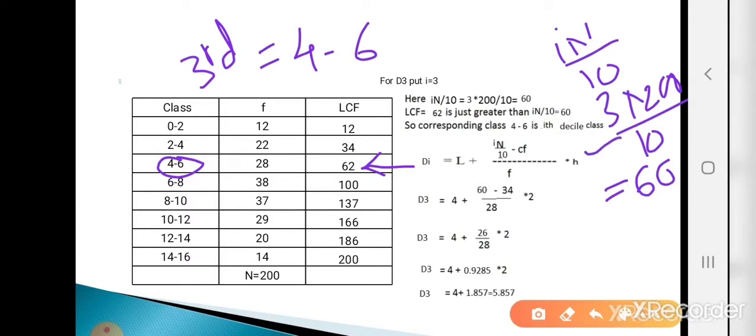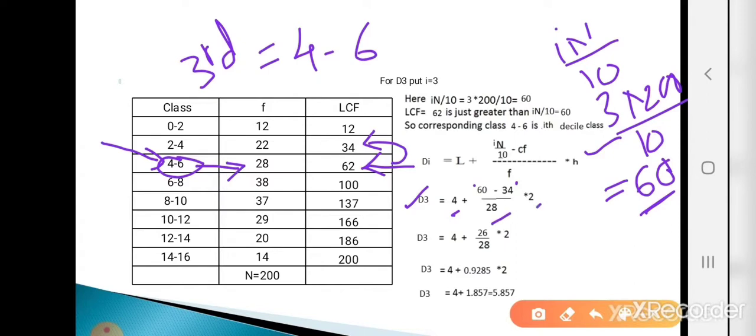Put i = 3. So D3 is equal to, what is the value of L? L is the lower limit of third decile class. What is the lower limit? 4. Okay, what is the in/10 value? In/10 is 60. Now CF, what is the CF? LCF before third decile class. So which LCF value is before that class? 34. So 34, divided by F, the frequency of third decile class. What is the frequency? 28.